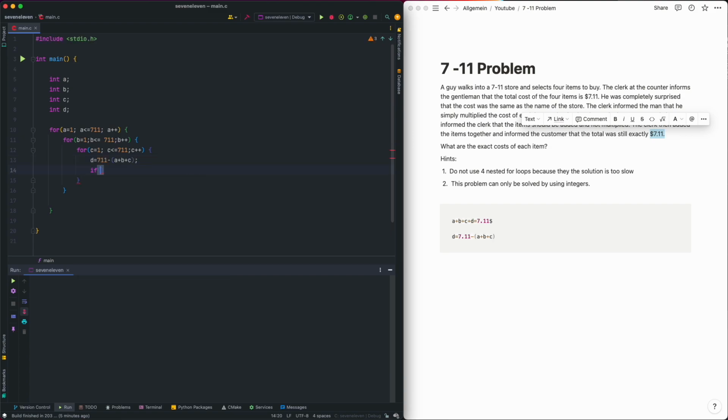We can say if A times B times C times D, right? Because the clerk multiplied 4 items and he got $7.11, and he added them and he got $7.11. So if we multiply all of this, we should get $7.11. But we cannot use $7.11 because we are in the hundreds right now. We converted the cents to integers, right?